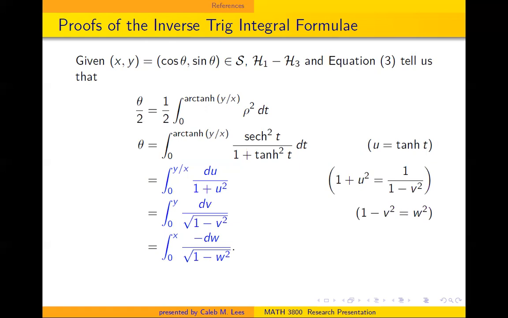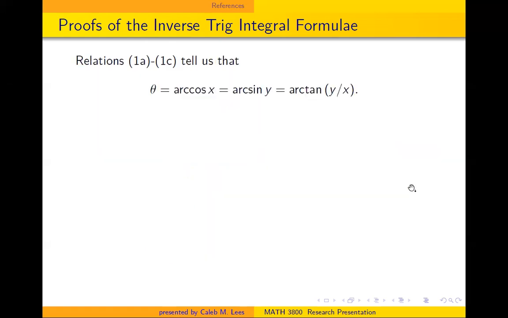Okay, so I'm skipping over a lot of algebra here. It's kind of mundane, but that's just to save some time. Relations 1a to 1c, which is just how to convert between polar and hyperbolic coordinates, tell us that theta is the arc cosine of x, is the arc sine of y, is the arctangent of y over x. And Dr. Hanneman talked about why that is at the end of Enoch's presentation.